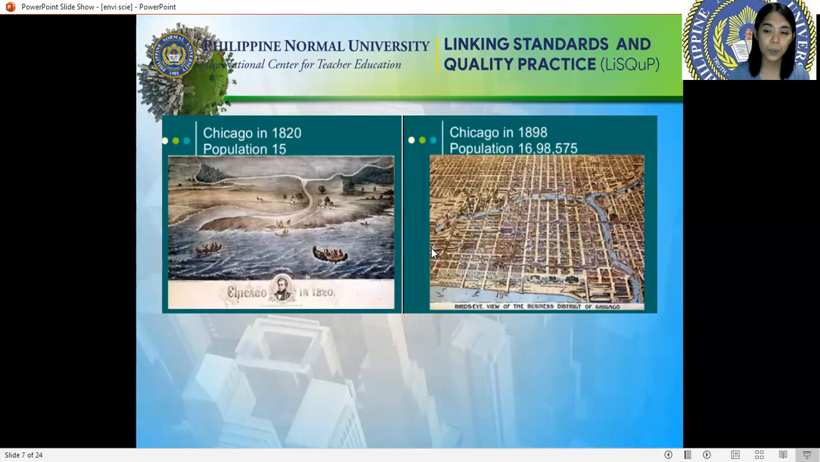As you can see here also, a pictorial representation of Chicago, a city in the USA. In the year 1820, the depicted population is only 15. However, in 1898, seven decades later, the population is 1,698,575. Meaning to say there is a vast increase in the population of that area. With that population, urbanization takes place.